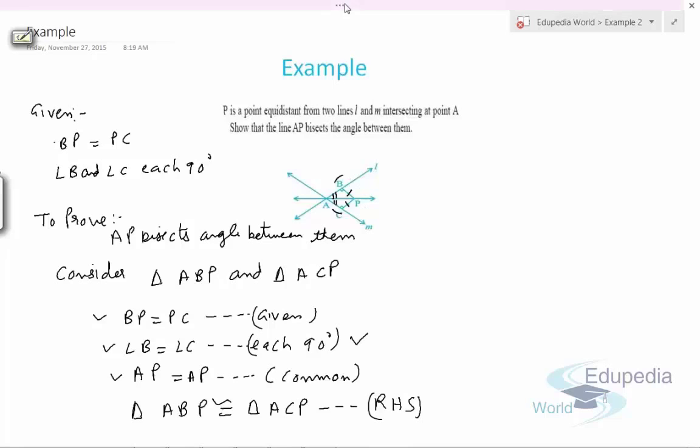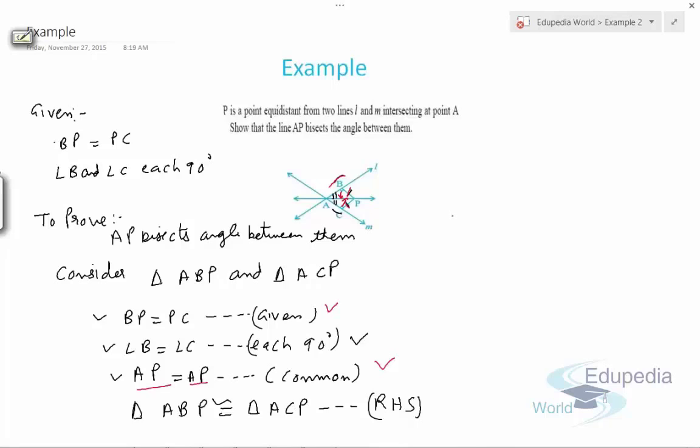If you see the triangle carefully, this is angle B. Opposite to this 90 is the hypotenuse, and opposite to this is the hypotenuse. So we have hypotenuse equal, since AP equals AP, which is common, and any other side should be equal. So we have BP equals PC, which is also given. So we can say that these two triangles ABP and ACP are congruent by RHS.